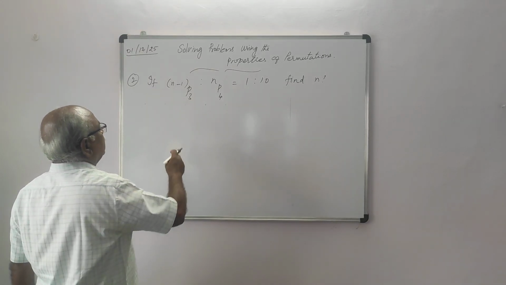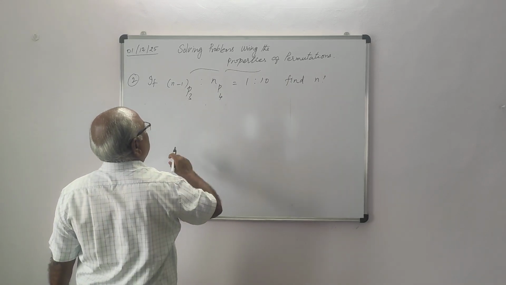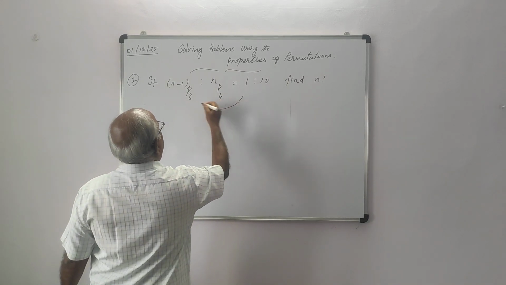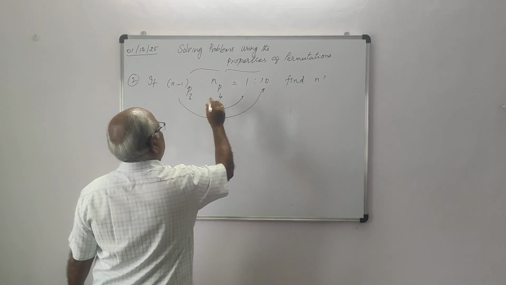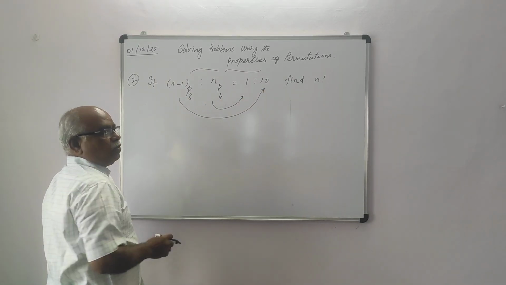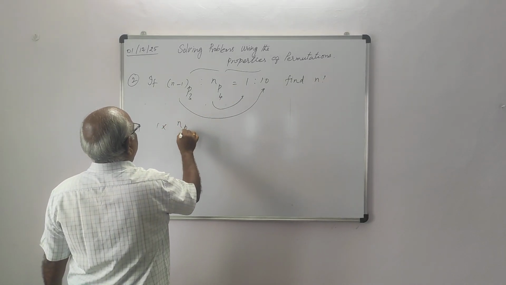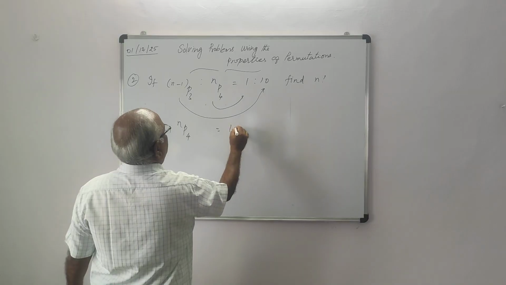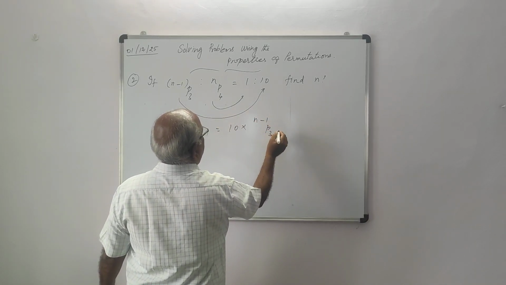Here, nP4 into 1. You have to multiply the first and last term. This is the ratio proportions formula. By the ratio of proportion, nP4 into 1, 1 into nP4 equal to 10 into (n minus 1)P3.